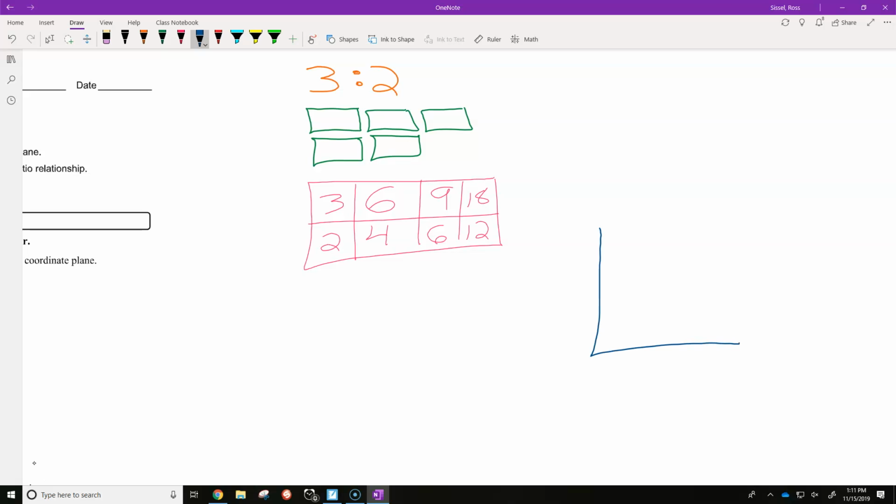is we're going to take a coordinate grid that has points down here, points up here, and we're going to look at our ratio table, and we're going to identify coordinates. And then we're going to graph them, and we're going to be able to connect them into one straight line. So, this is our progression.